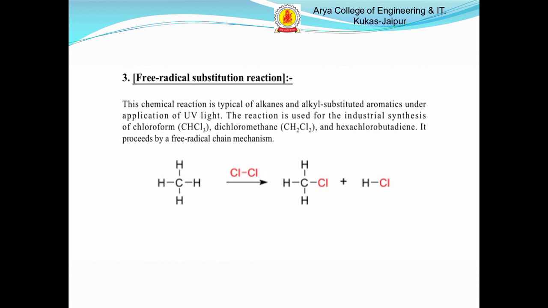Second is the free radical substitution reaction. This is the third type of substitution reaction. This chemical reaction is typical of alkanes and alkyl-substituted aromatics under the application of UV light or in the presence of sunlight. This reaction is used for industrial synthesis.